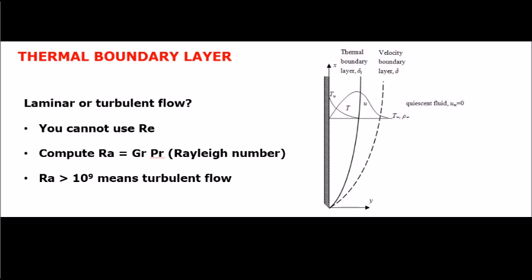And the rule of thumb is that if the Rayleigh number is larger than 10 to the 9, that means that the flow is turbulent. If it's lower, it's laminar flow. Okay? So the Rayleigh number is just to know when the fluid flow is laminar or turbulent, nothing else. Very simple.